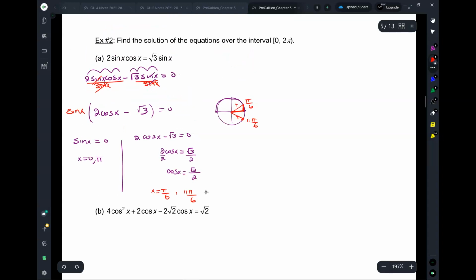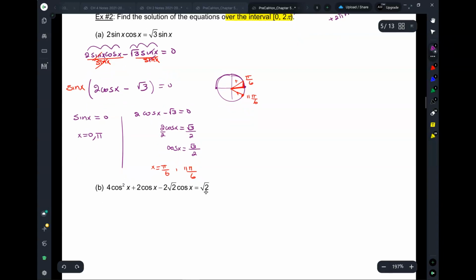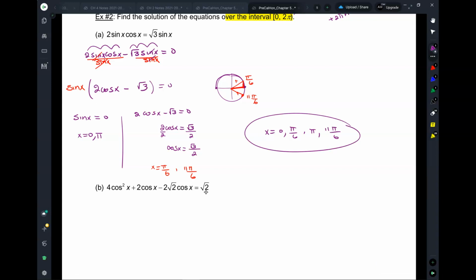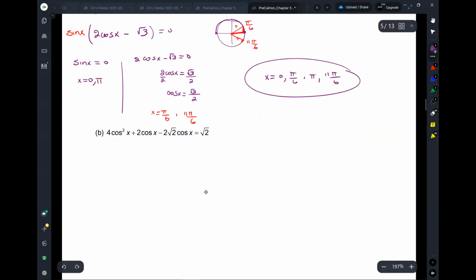Okay, now take a look at the instructions. It had told us to find the solutions over the interval 0 to 2 pi. When it tells you that, you omit the plus 2 pi n. Okay, so the answers here are just 0, pi over 6, pi, 11 pi over 6. Most of the time, when you see answers written down, they're in increasing order. You don't have to put them in increasing order, but those are the ones.